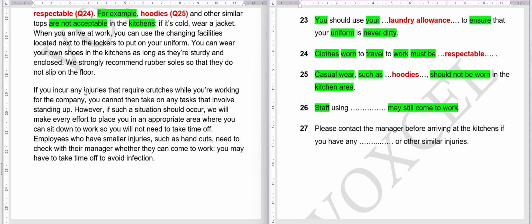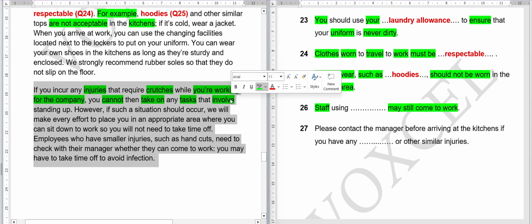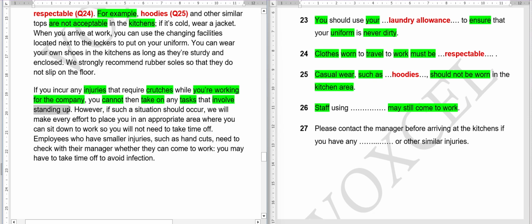So they're saying that if you face any injuries for which you require crutches while you are working for the company, if unfortunately you are injured and you need crutches to walk, you cannot take on any task that involves standing up. Obviously if you are on crutches, your leg or legs are injured, so you cannot stand up for a long time, so you cannot take on a task that involves standing up.